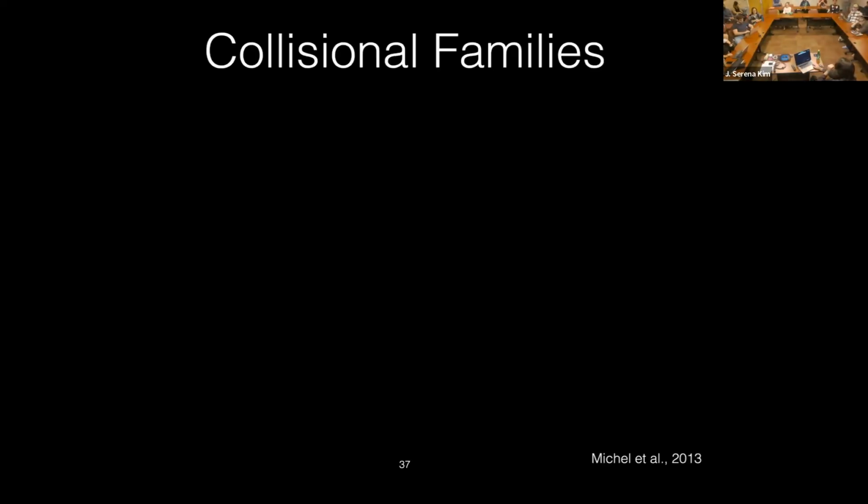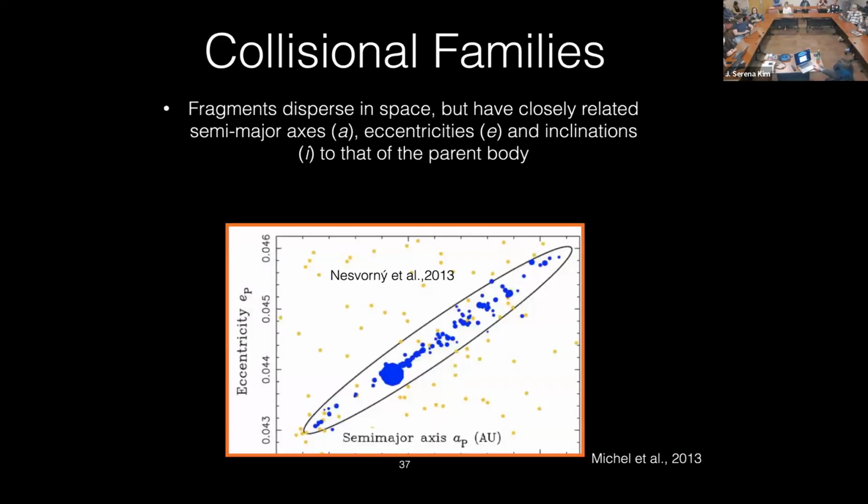So one of the other outcomes of these collisions is that you have the creation of collisional families. And the reason why this is important is because when you are talking about the formation of the original planetesimals and their subsequent collisional evolution, collisional families are a way to track that collisional evolution process that occurred over the last 4.5 billion years. So when fragments are created from the disruption of an asteroid parent body, they are dispersed in real space, but they remain closely linked in orbital space.